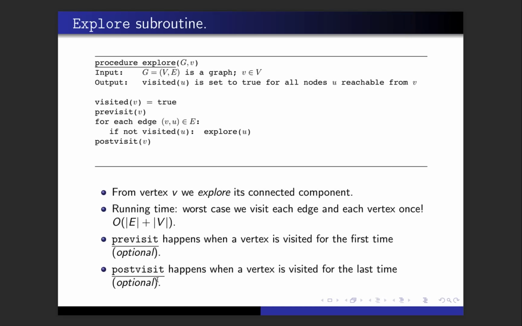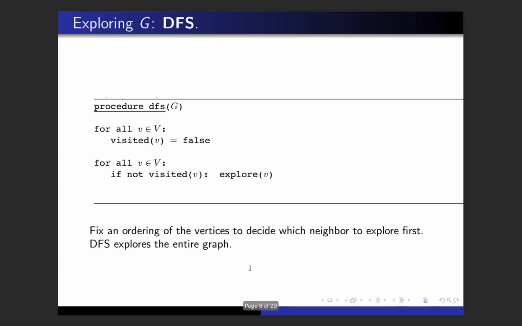So pre-visit and post-visit are procedures that happen once: the first time a vertex is visited, and the other one right after you finish exploration from the vertex. Now, DFS, the algorithm DFS, is what you do if you explore the entire graph.